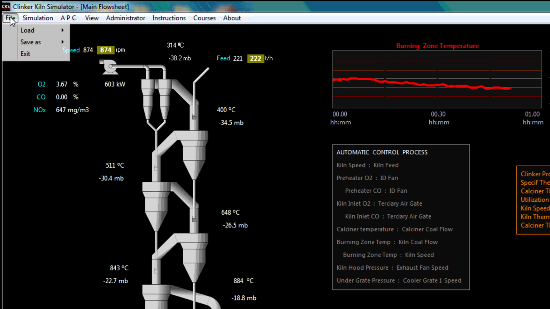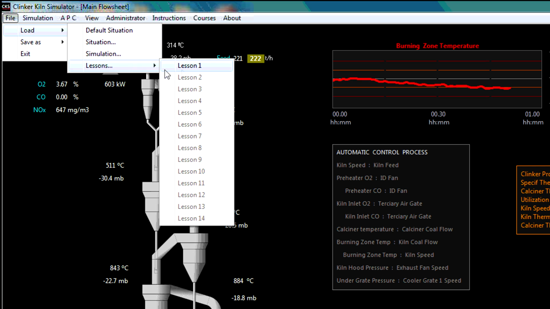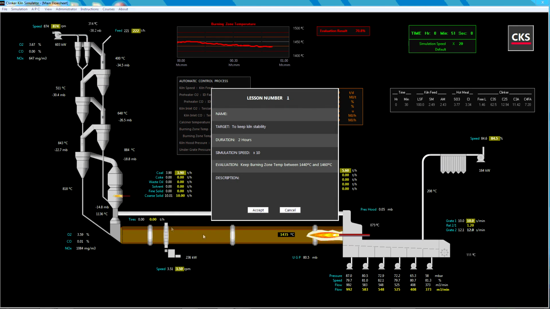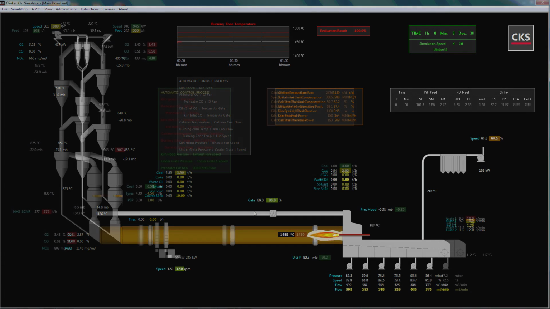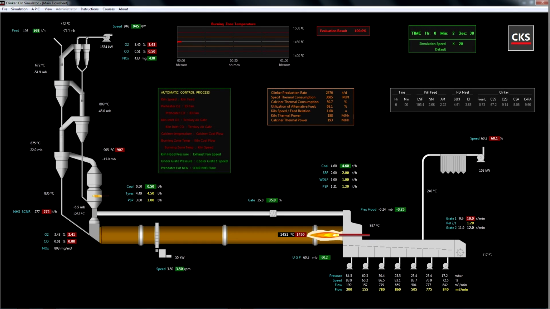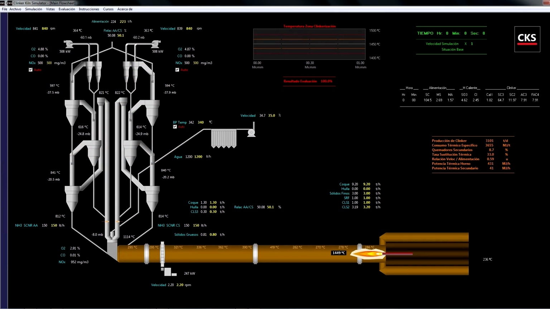The software offers the possibility to save and load, or reuse afterwards, specific situations as well as simulation conditions, for instance a kiln ready to feed. It also has a set of built-in lessons to practice operating conditions such as this one, lesson 1. We're looking at a generic kiln, but the CKS can also be tailor-made to reflect a specific kiln system, for instance the one in your plant. Here you can see a few examples of what has been done.